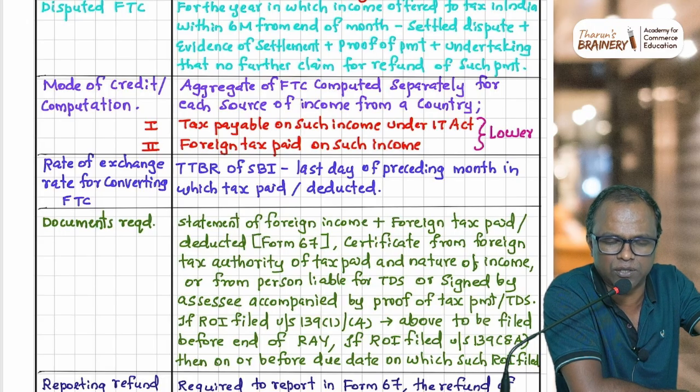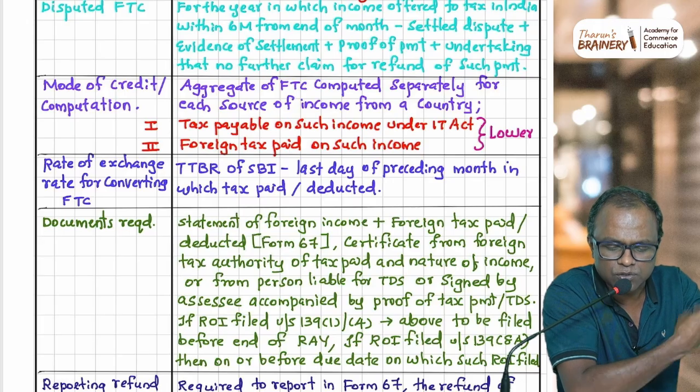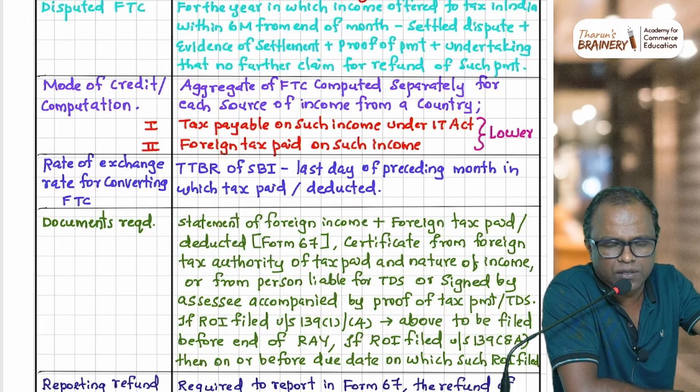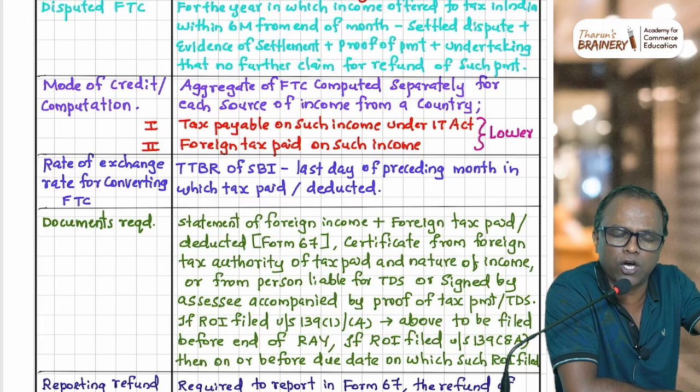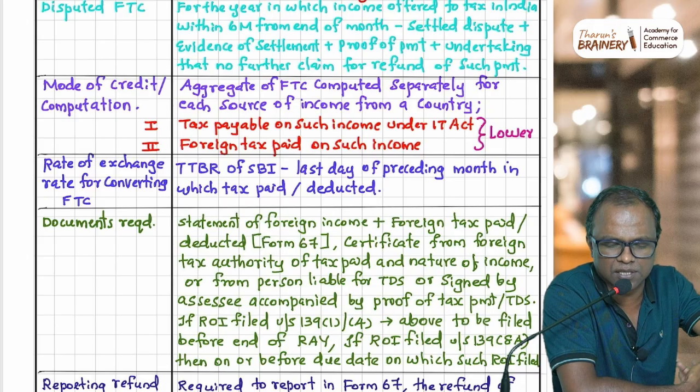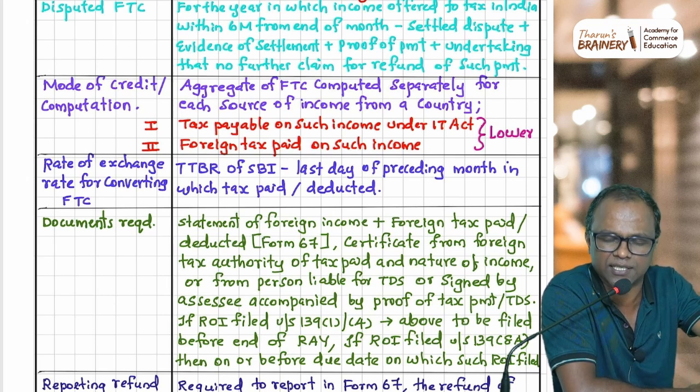What is the actual tax paid on such foreign income outside India? Whichever is lower must be taken. Foreign tax will be paid in dollars or pounds, etc., so that should be converted into INR. For that we have to use the telegraphic transfer buying rate as on the last day of the month preceding the month in which tax is paid or TDS is deducted.